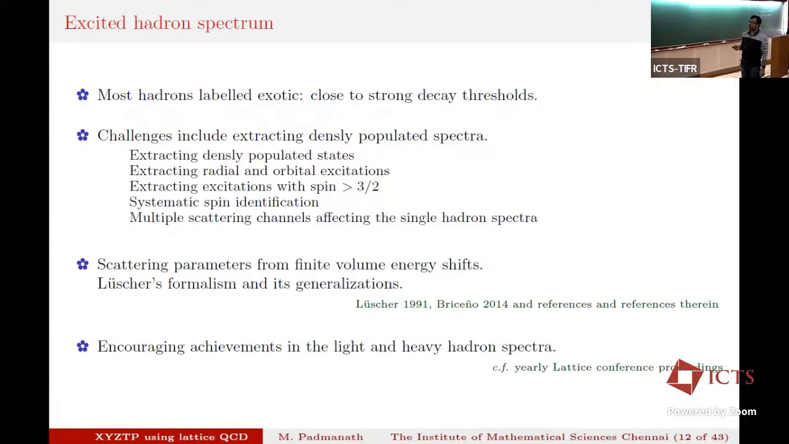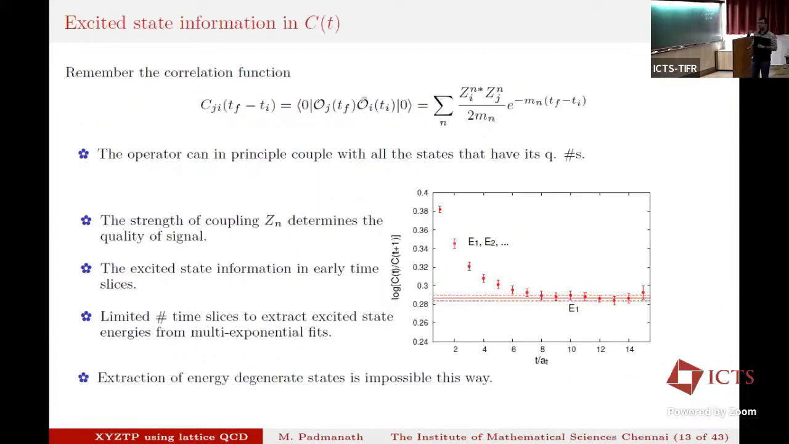The most important part is the multiple scattering channel, which is the main focus of my talk. The main thing is that we want to extract scattering parameters from finite volume simulations. Of course, there exists some formalism and its generalization, and this is what I will be focusing on in the rest of my talk. There have been encouraging achievements both in the light and heavy hadron spectra in the conventional regime. Whatever I will be focusing on is the exotic sector.